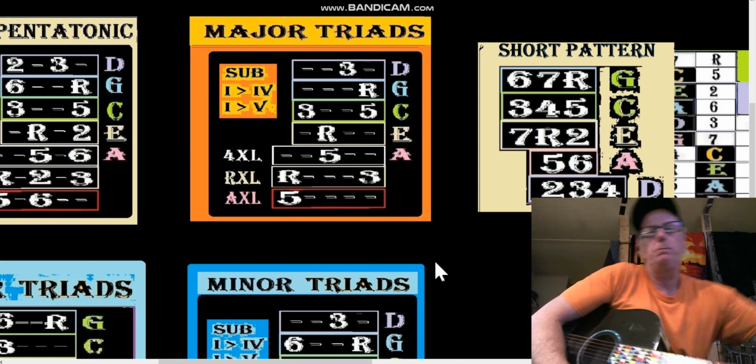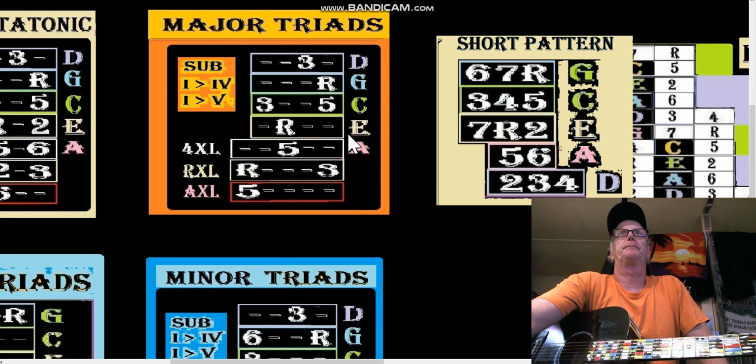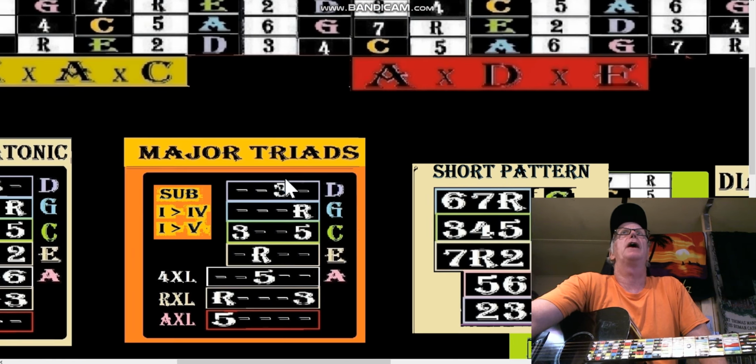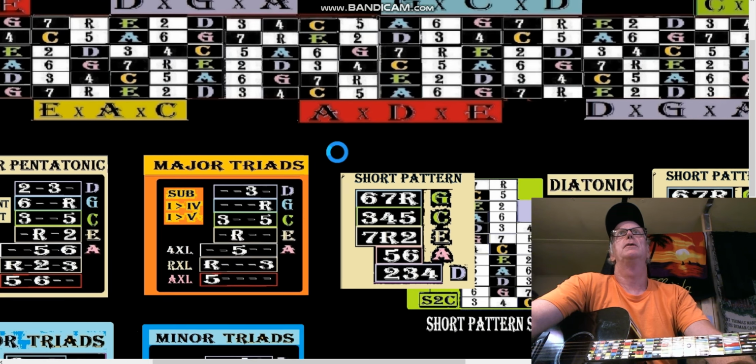So I'll try to use pause and just go to the part of the chart for the major triads, okay. We're going to have this situation with the long ones too, but right now we're just going to struggle with the short ones. All right, and we have a substitution. And how does that work? How does the substitution work?